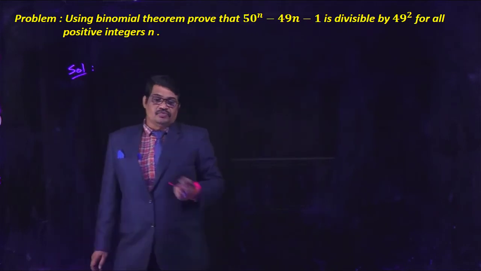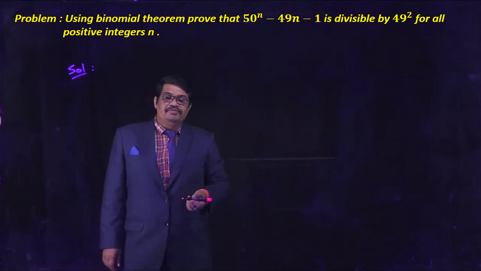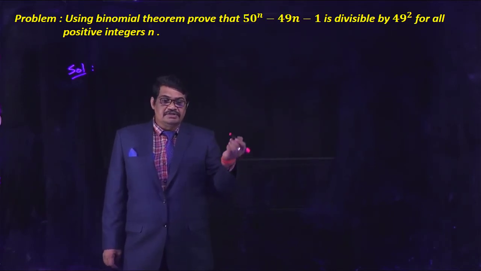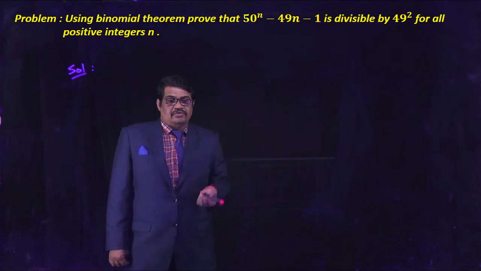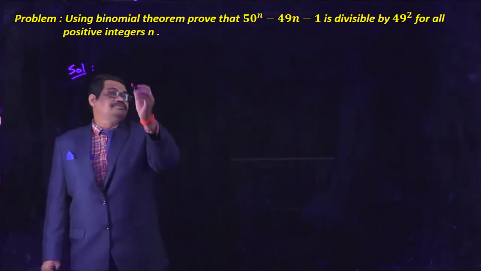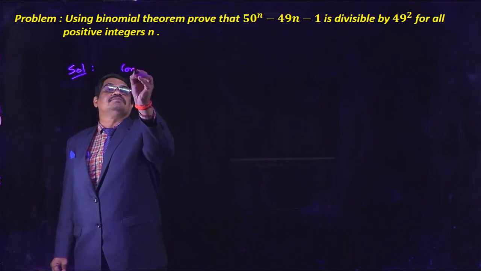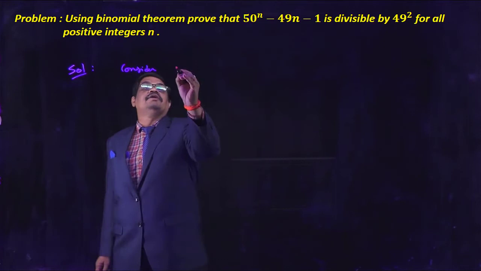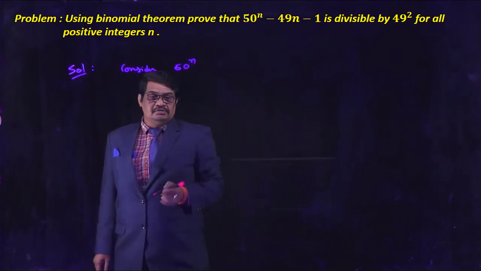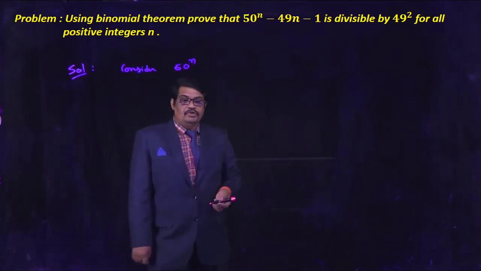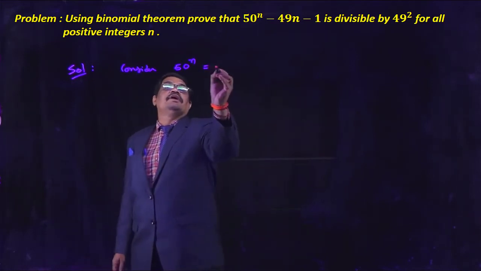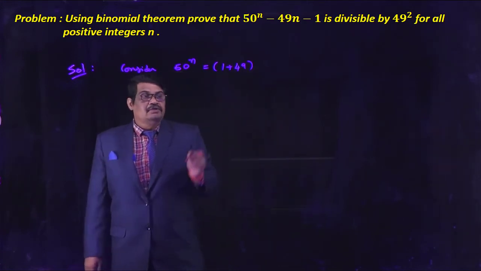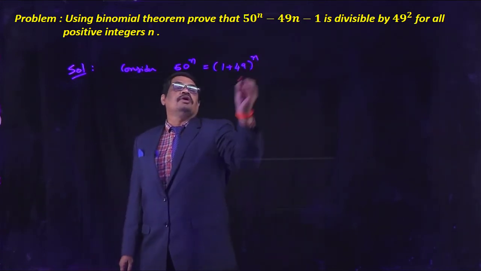What is given? That is, 50 to the power of n minus 49n minus 1 is divisible by 49 square. Now we consider 50 to the power of n. This 50 can be written as (1 plus 49) whole to the power of n.